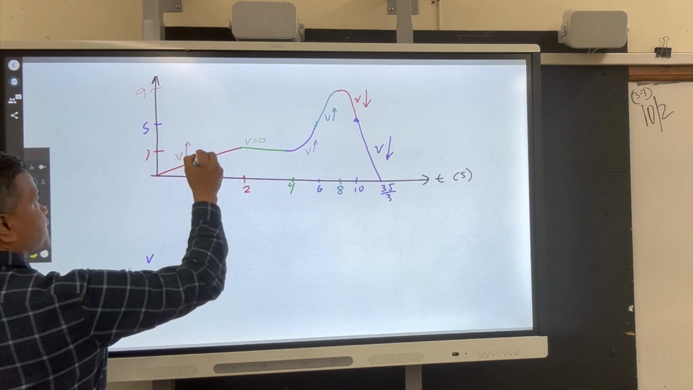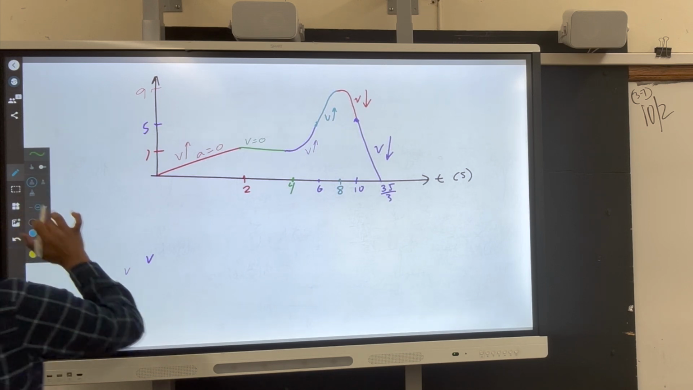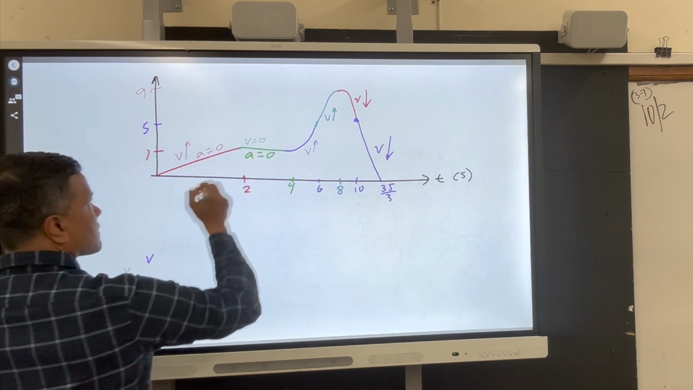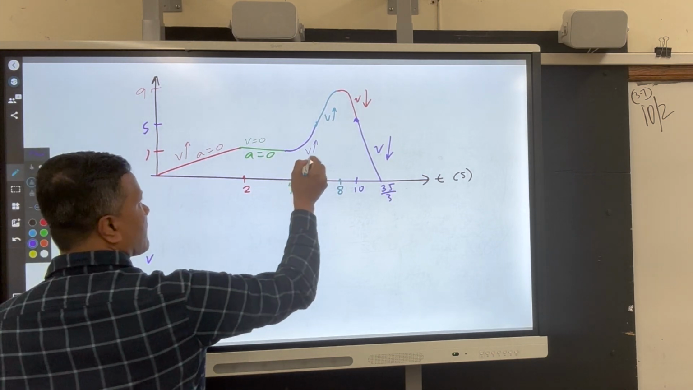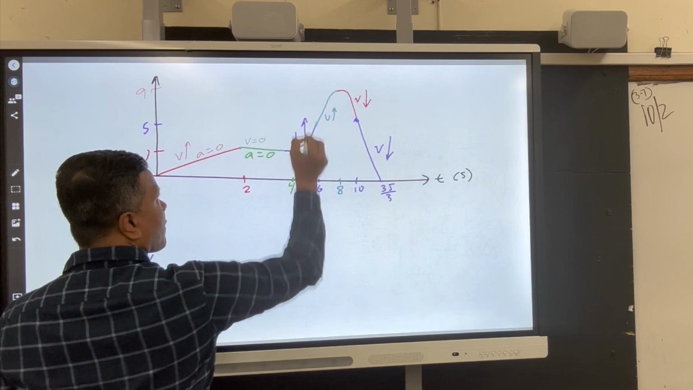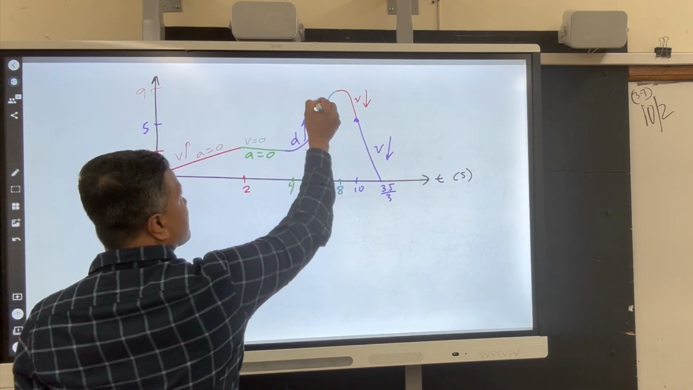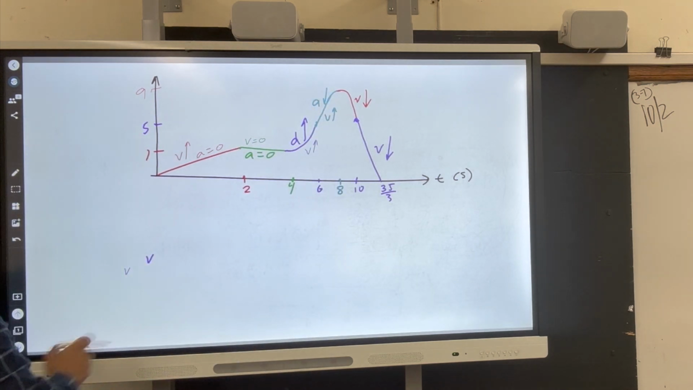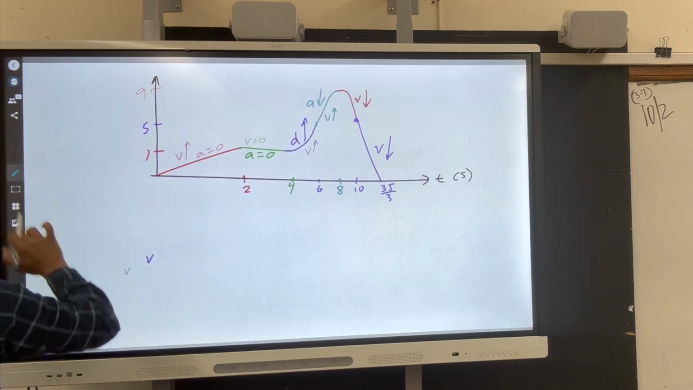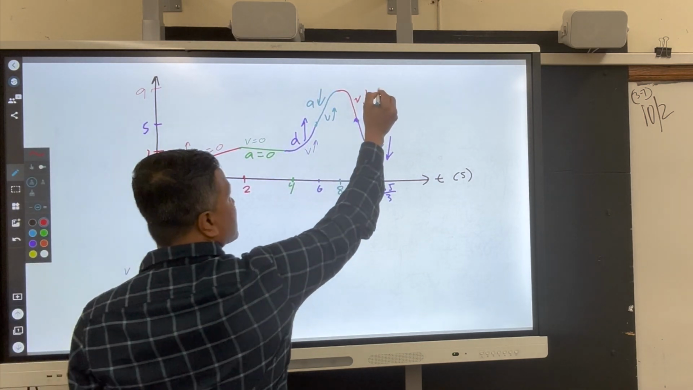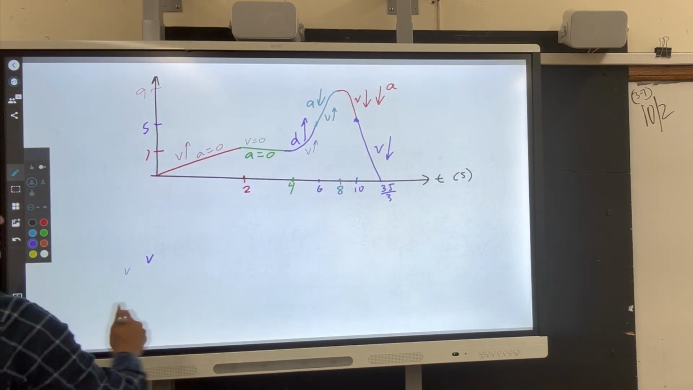Acceleration is 0 here. Acceleration is 0 here. Acceleration is positive here. Acceleration is negative there. Acceleration is negative here. Acceleration is negative over there. And acceleration is 0 over there.